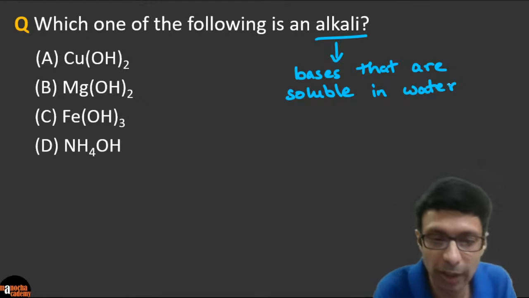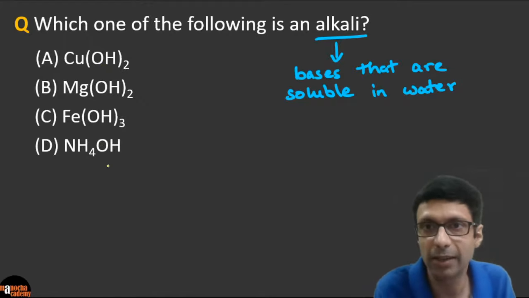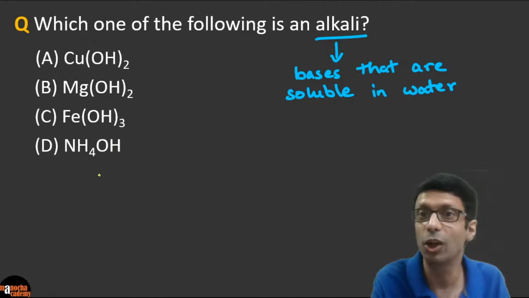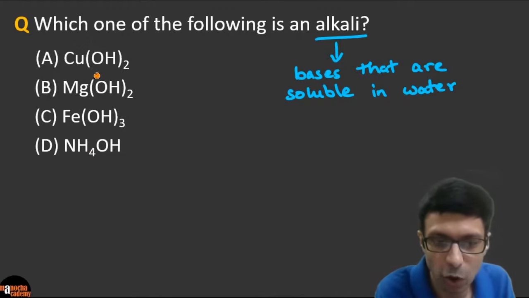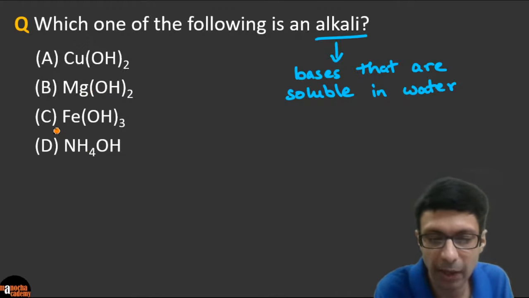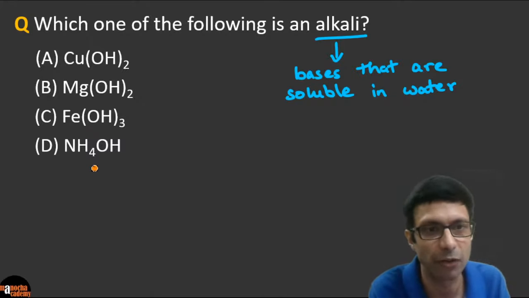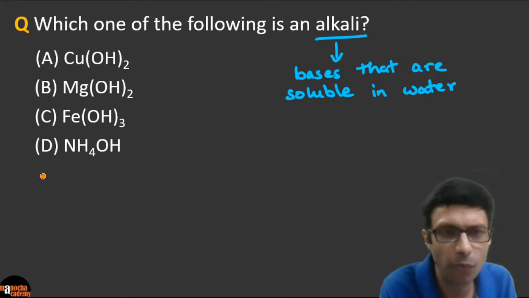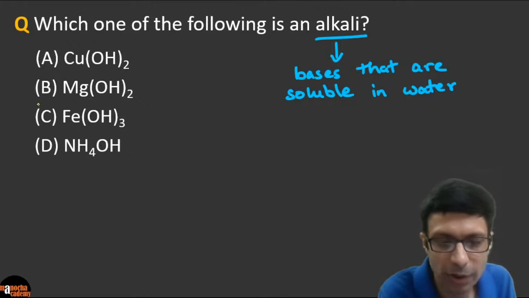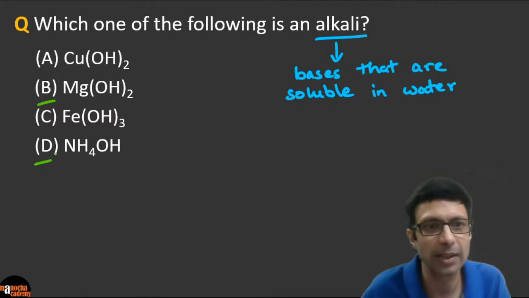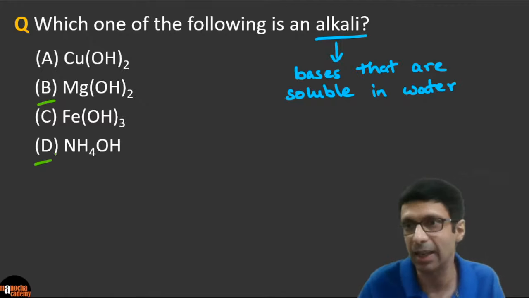And guys, please don't think that every hydroxide is an alkali, because here you can see all the options are hydroxide and only one of these guys is an alkali. So guys, is it copper hydroxide, magnesium hydroxide, ferric hydroxide, or ammonium hydroxide? Okay, I can see a lot of you are going for the answer B. Some of you are saying D. So what do you think is the answer here? I can see some of you are saying A also.